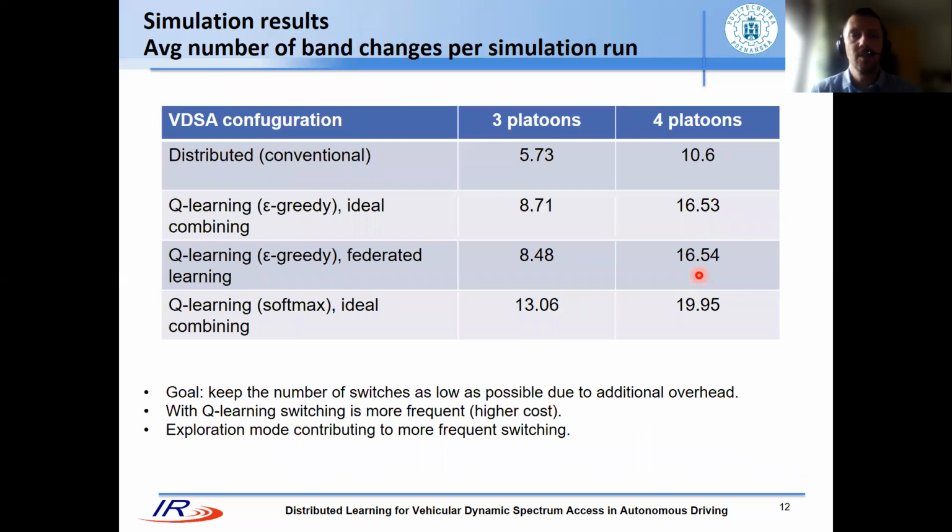And finally, the last performance measure we have considered is the average number of band changes per simulation run, which somehow illustrates the effort, the cost of our VDSA. So of course, the lower the number, the better for us. And we can see actually that the lowest number is obtained here with the distributed approach, while for the Qlearning approaches, the values are slightly higher or even significantly higher in case of the softmax approach. This is mostly because of this exploration option, but also with the softmax approach because of more frequent band changes to avoid the interference. So the cost is higher, but the gains, of course, here, especially in the case of 4 platoons, are much better.